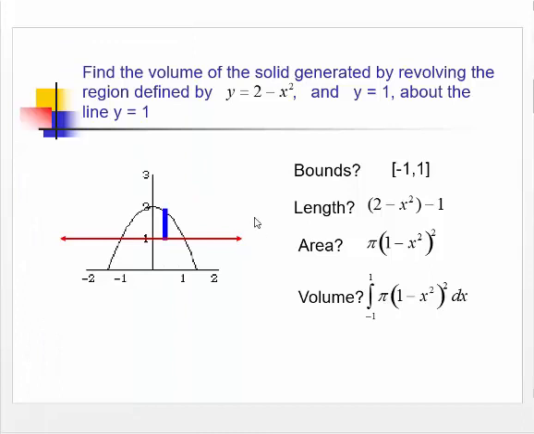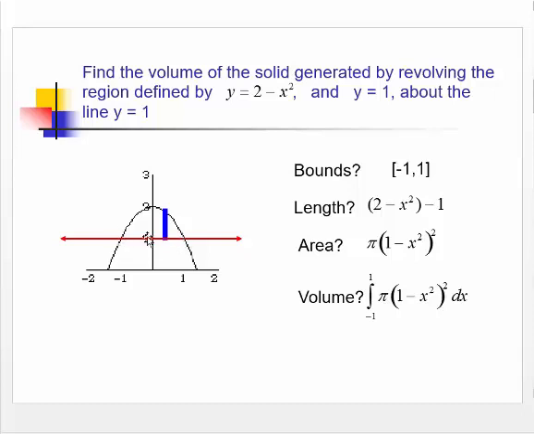All right, so my bounds of integration, because it's about a horizontal axis of revolution, it's a dx problem. So my bounds of integration, how do I get negative 1 and 1? Well, what I did here is you set this 2 minus x squared equal to 1.